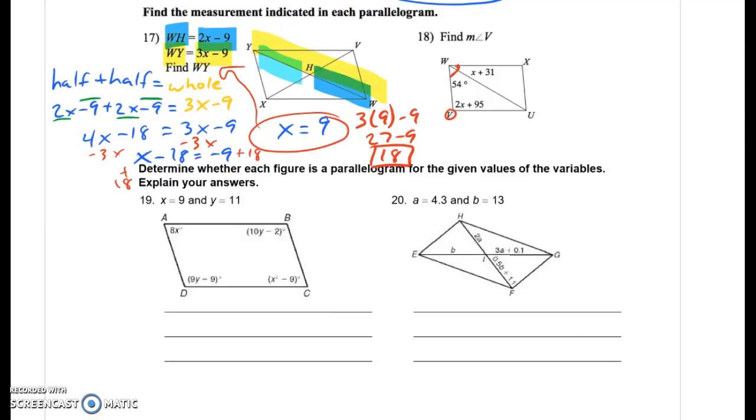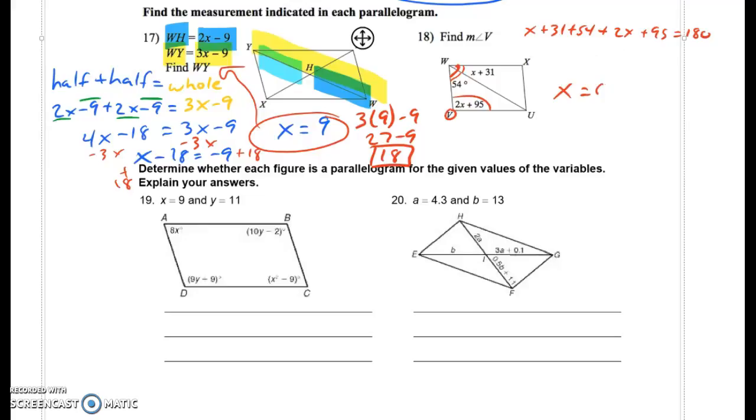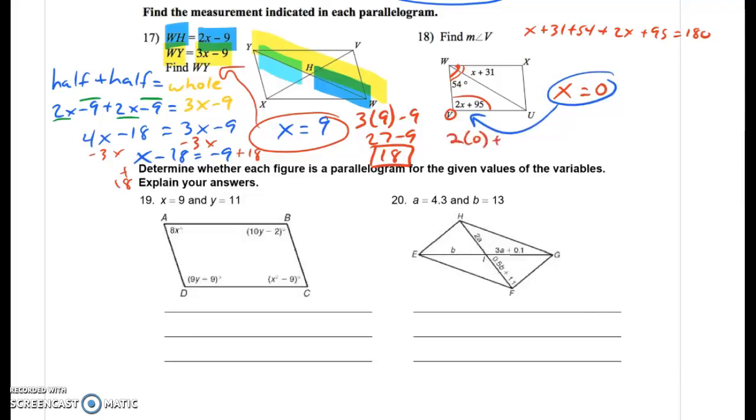Remember, this angle plus this angle equals 180. So I'll start you off by saying that this piece and this piece add together, plus this bottom piece equals 180. Solve for x, then plug in. Try this on your own. After doing it, you get that x equals 0. So you grab it, plug it back into v. 2 times 0 plus 95 is 95 degrees.